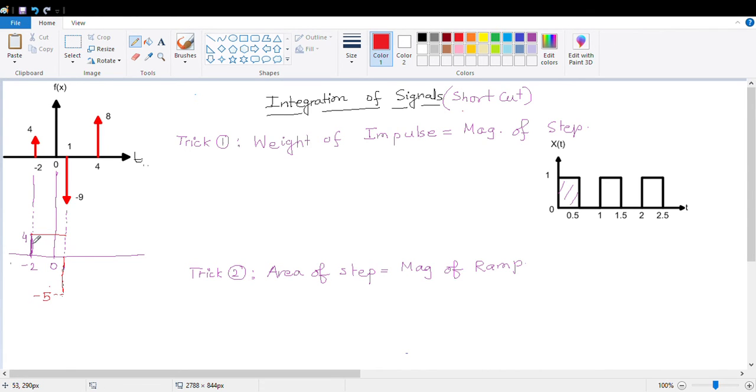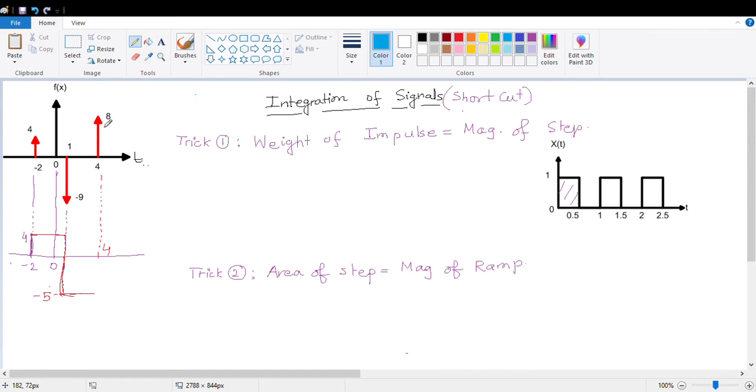So you are getting a step of 4 up to 1, and after that you are getting -5 up to the point time t equal to +4. Understood? So up to time t equal to +4, it will be -5. And then what will happen?